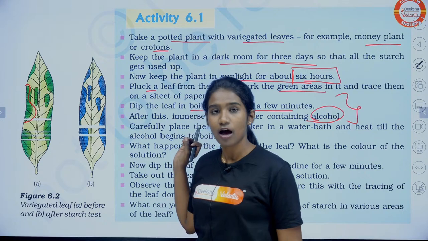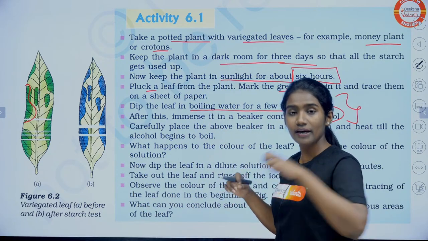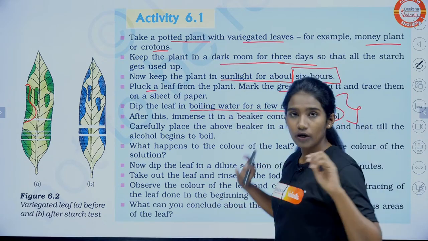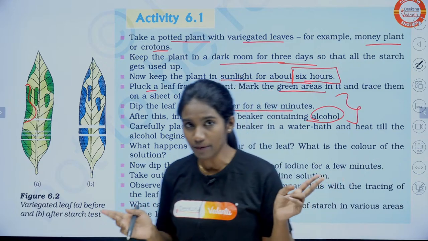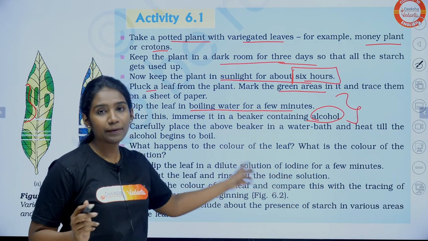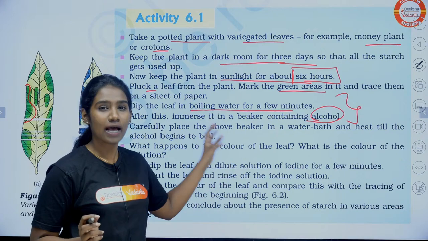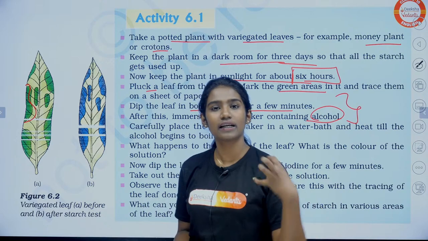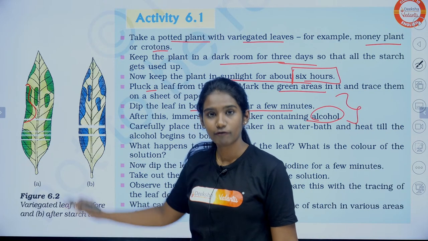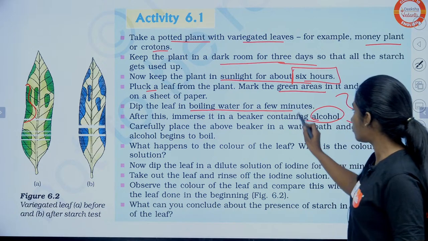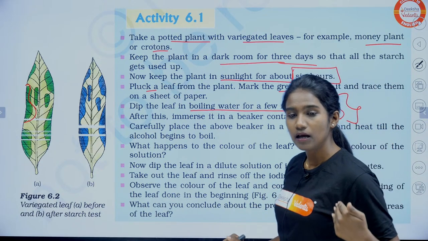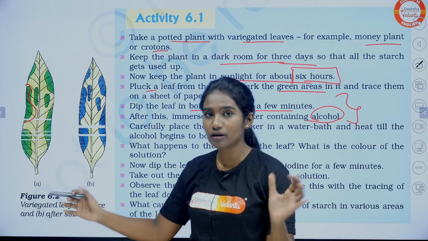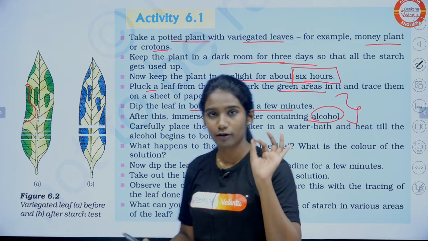After plucking the leaf from the plant, then what are we doing? We are immersing it in boiling water so that the cell wall will rupture, and then we are dipping it in alcohol. When you wash it in alcohol, what happens is that the chloroplast, which is a cell organelle, right? Chloroplast and certain important cell organelles will be washed away from the leaf. That's why these two steps are done, to remove the cell organelles, particularly the chlorophyll pigment. Okay, because that should not affect our experiment.